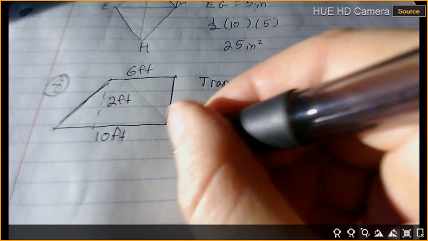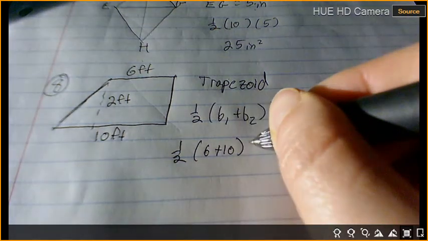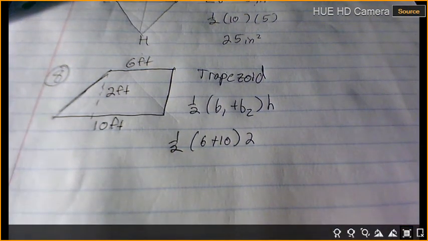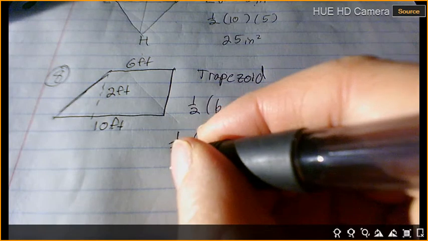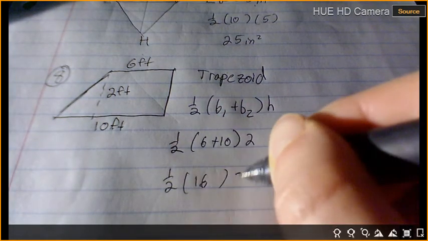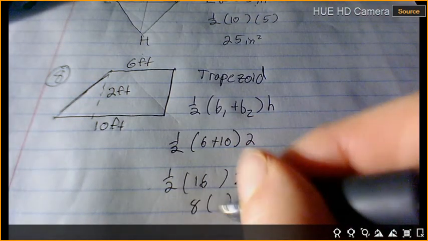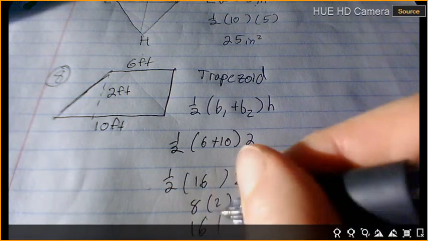So we go 1/2 times 6 plus 10 times 2. So we're just going to do the parentheses first. 6 plus 10 is 16. And then you could do either one. 16 times 1/2 is 8. 8 times 2 is 16. So it's 16 feet squared.